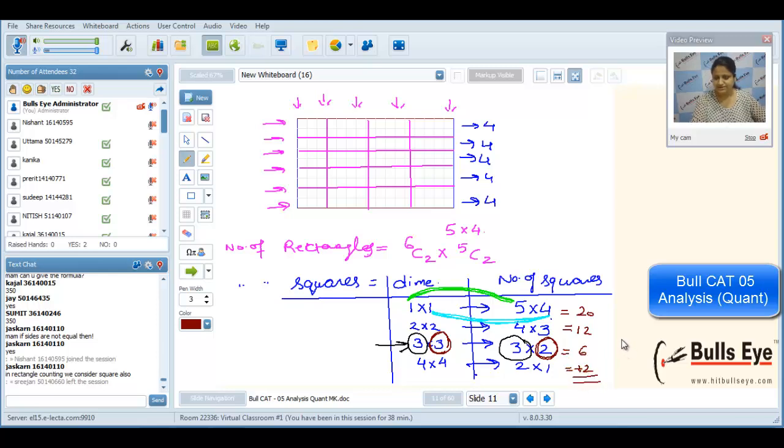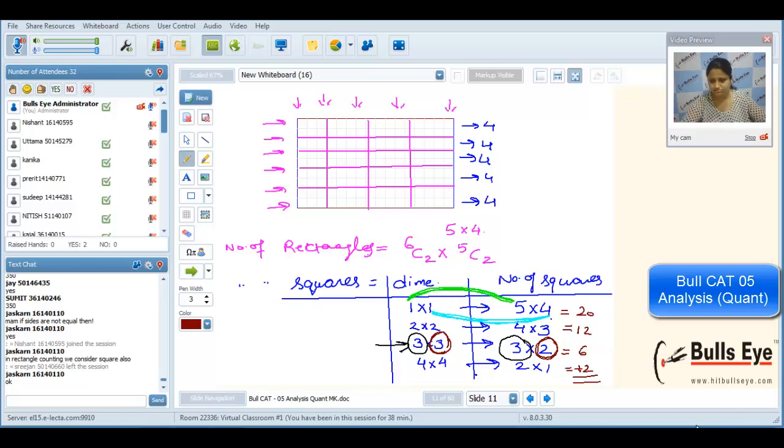Is it okay, Jaskaran? So we don't have any direct formula for squares. We will get a series of a particular type. But if we want to calculate the number of rectangles, that is easy to calculate. Is it okay now? Now the next thing, next question.